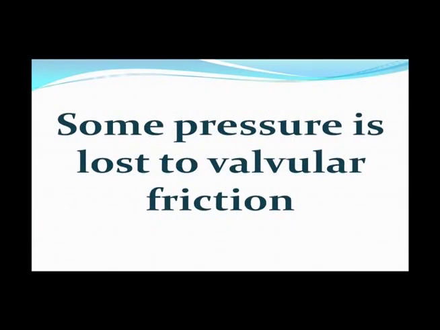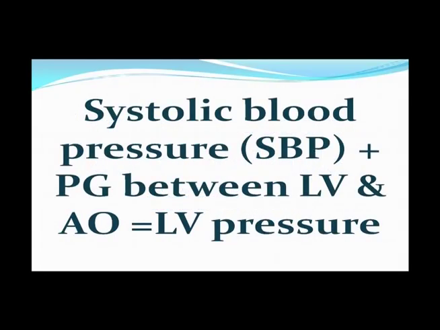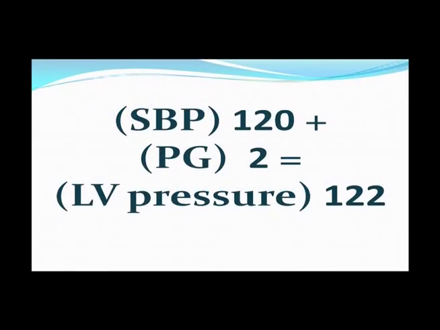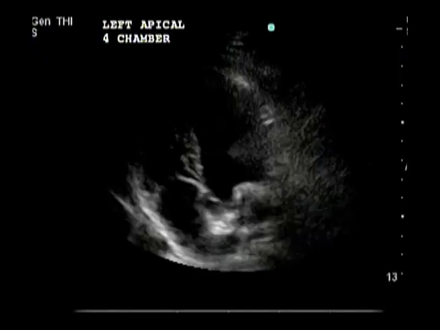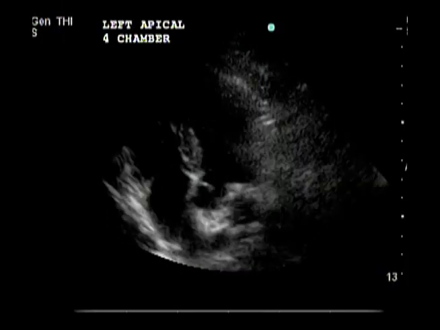A small amount of pressure of the left ventricle is lost due to friction of blood passing through the valve. If the patient's systolic blood pressure has been measured at 120 millimeters of mercury, then the pressure in the left ventricle could be estimated to be approximately 122 millimeters of mercury. 120 plus the pressure gradient of 2 equals 122. Bear in mind, calculated pressure gradients are not necessarily accurate.